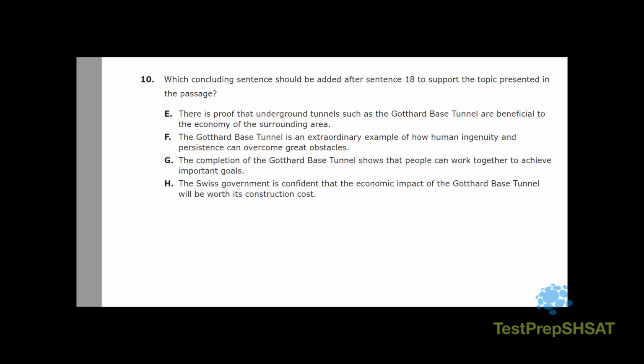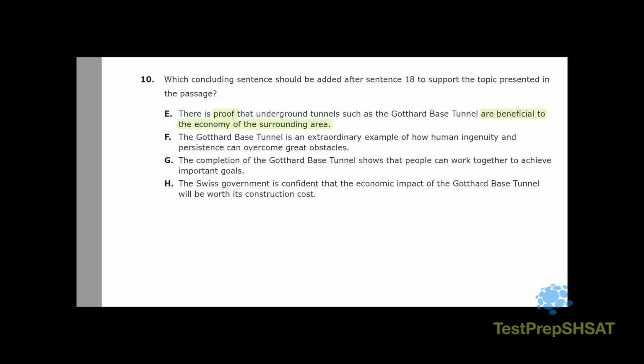That was, if we recall, we had a problem statement in the beginning that transportation across the Alps was difficult. The Goddard-based tunnel was the solution to that. That is the main idea of this passage. So E, there is proof that underground tunnels such as the Goddard-based tunnel are beneficial to the economy of the surrounding area. Well, first of all, proof, if we remember, is a very extreme word. So I'm likely to eliminate based on that. And secondly, the fact that it's beneficial to the economy of the surrounding area may well be true, but that is not the main idea. That was not the thesis claim of this passage. So it's not the correct answer.